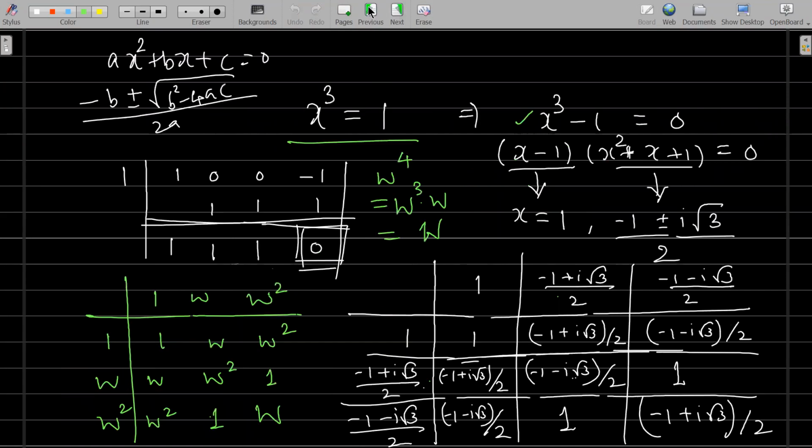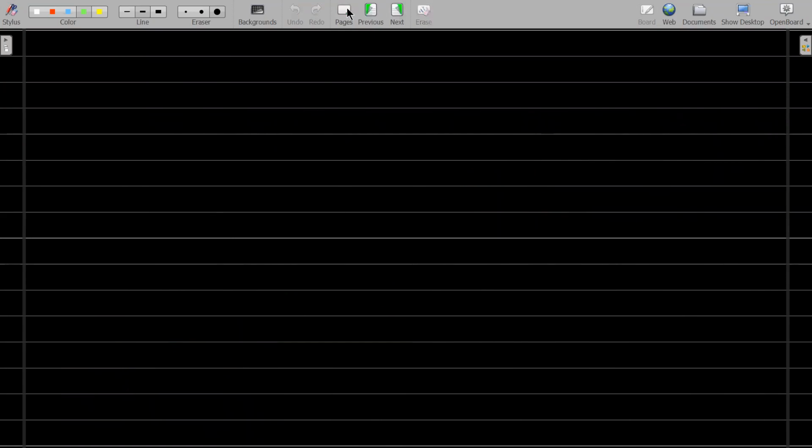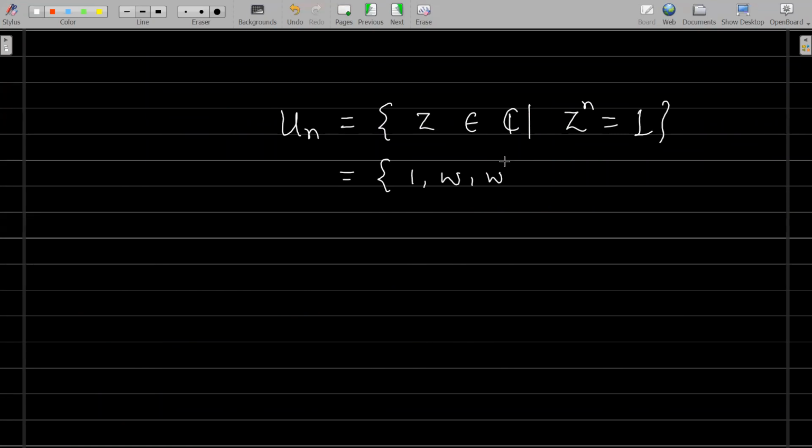It turns out to be something like this. Looking at these first three examples, the general structure of nth roots of unity is of this form. I call that set U_n, the nth roots of unity: all complex numbers z such that z raised to n is 1. And essentially it turns out to be of the form 1, omega, omega square, omega cube, up to omega raised to n minus 1. Omega raised to n is again going to be 1. Right?